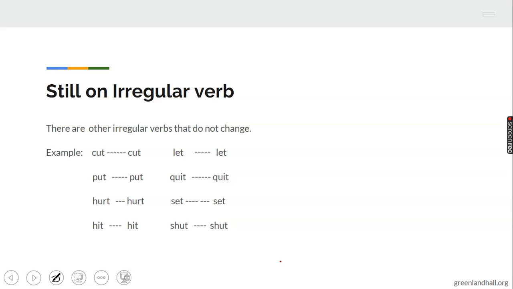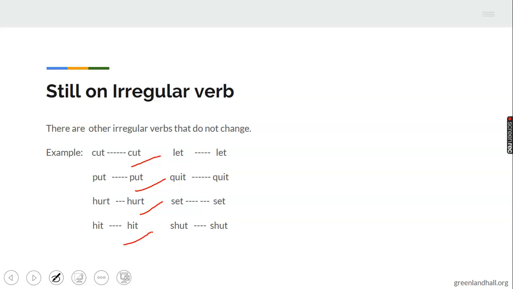So we have caught. The past tense of caught is caught, not caughted, and not any other thing. We have put. You can see the past tense of put is put. Hurt. The past tense of hurt is hurt. Wow, I hurt my feet. Yesterday, I hurt my feet. Not yesterday, I hurted my feet. No, you cannot change it to hurted. It's still hurt.